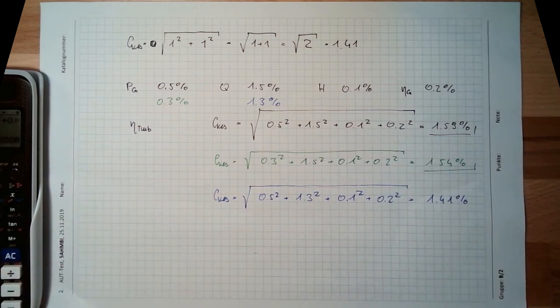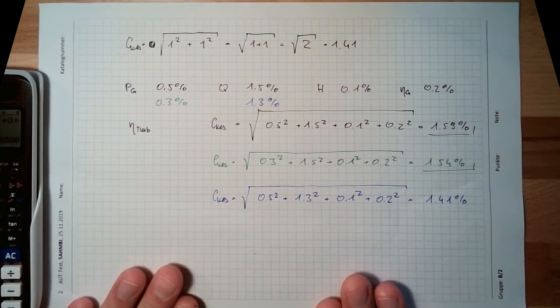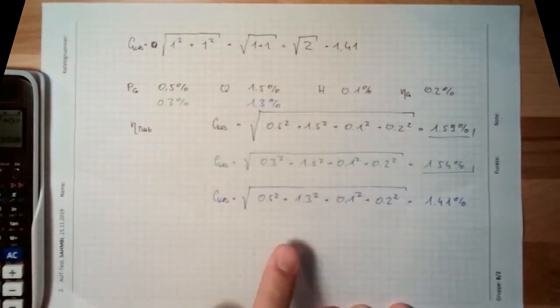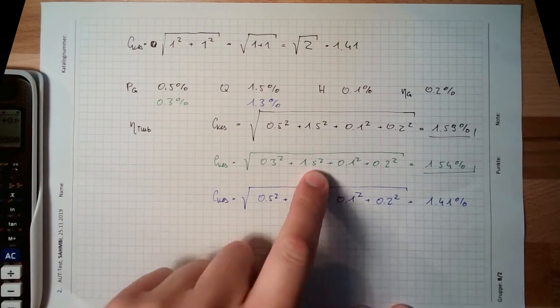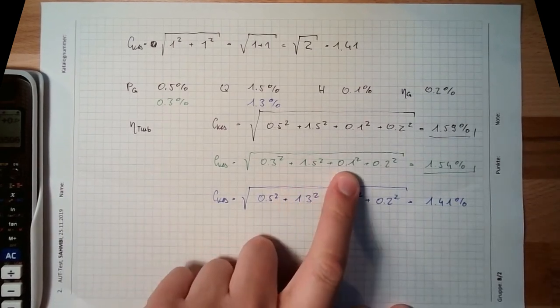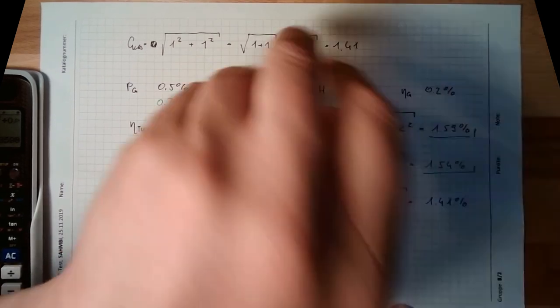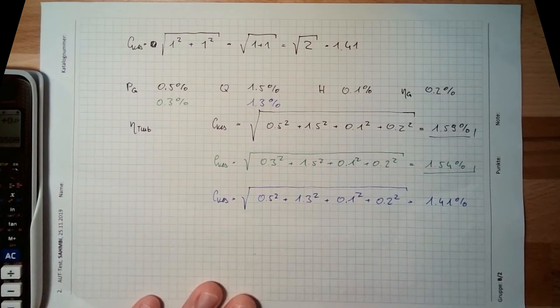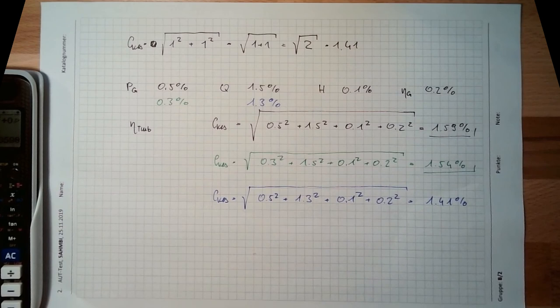This is also something you should keep in mind. The maximum error is the most defining one. It goes in with square. Small errors, squared, are even smaller. Big errors, squared, are big. So keep this in mind, please. That's it for the accuracy.